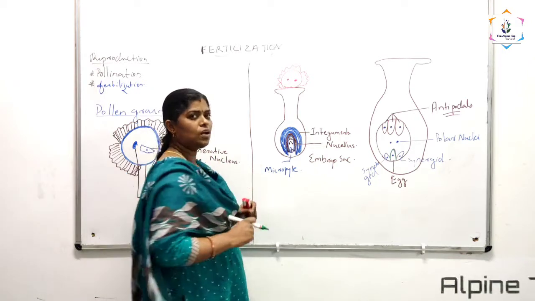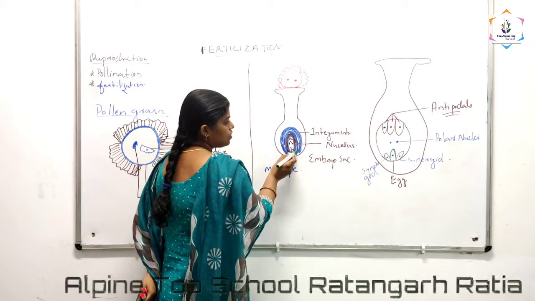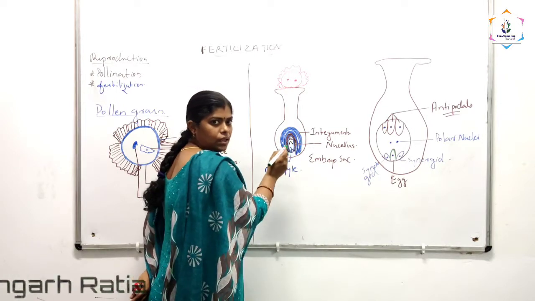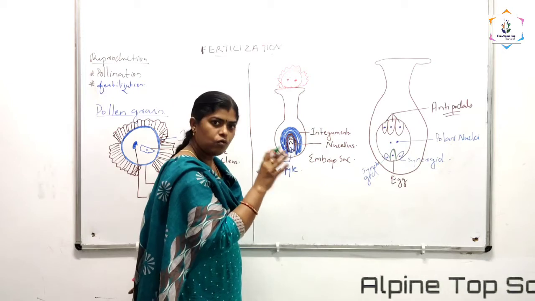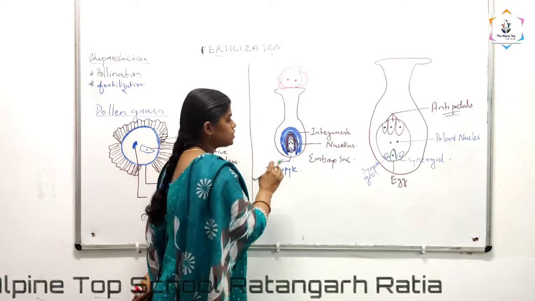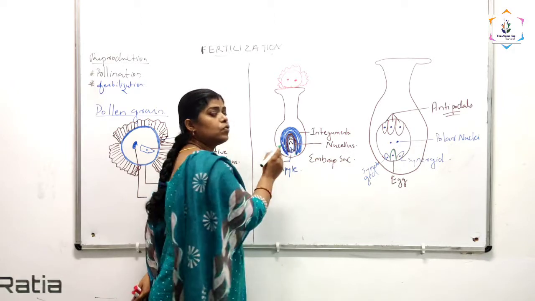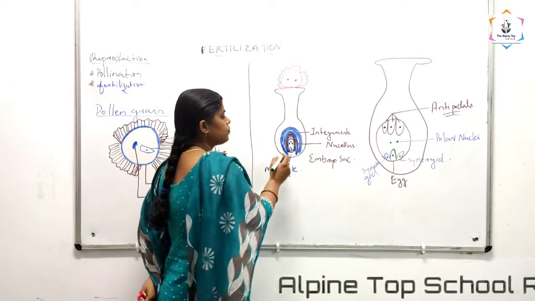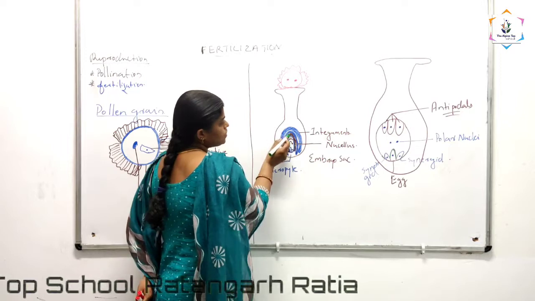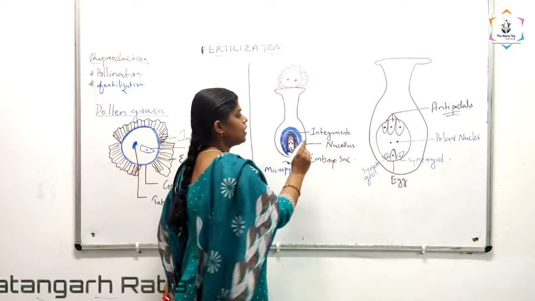Let us zoom into the ovary. You can see a blue colored portion that I have marked here, and this is the inner portion of the ovary. The inner portion of the ovary is known as the ovule. The ovule is protected by two protective layers, which I have marked with this blue color. You can see the two protective layers here. What is the name of that layer? Integuments.